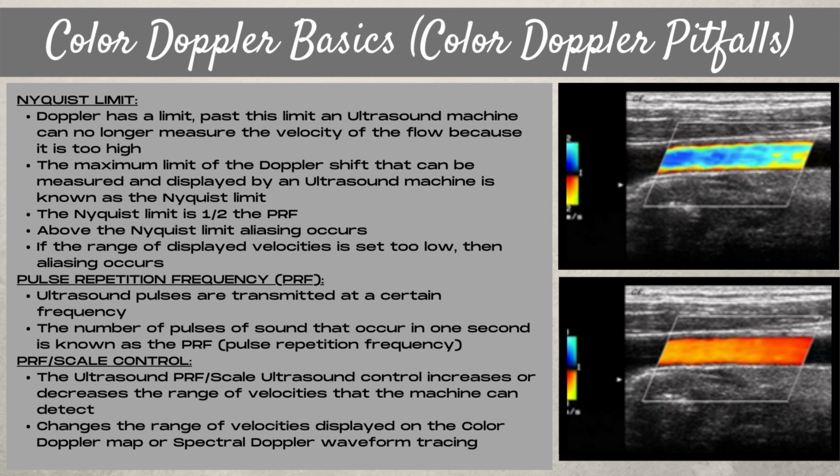Now let's talk about the PRF, or pulse repetition frequency. Ultrasound pulses are transmitted at a certain frequency, and the number of pulses of sound that occur in 1 second is known as the PRF, or pulse repetition frequency. On an ultrasound machine, there's an ultrasound control known as the PRF, or the scale control. And the PRF, or scale control, changes the range of velocities displayed on the color Doppler map or the spectral Doppler waveform tracing. And this is a control that can be used to help eliminate aliasing.